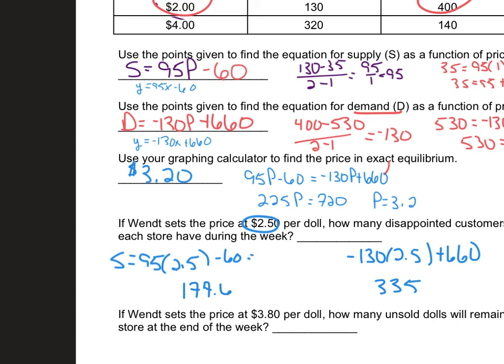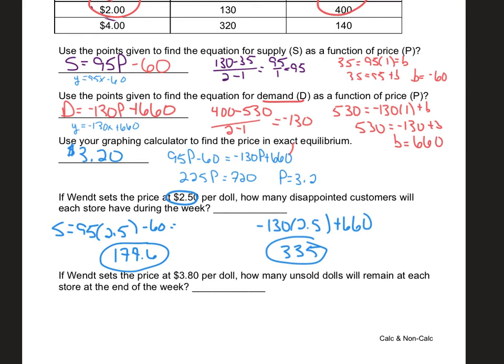Now you have to remember a couple of things. S is the amount that I have to sell. D is the demand. That's what people want. So there's 335 people wanting dolls. I only have 177 to sell. So I do 335 minus the amount I have. We'll do 177.6, but we can't sell half a doll. And if you do that and round, we get 157 people will not get the dolls that they want.